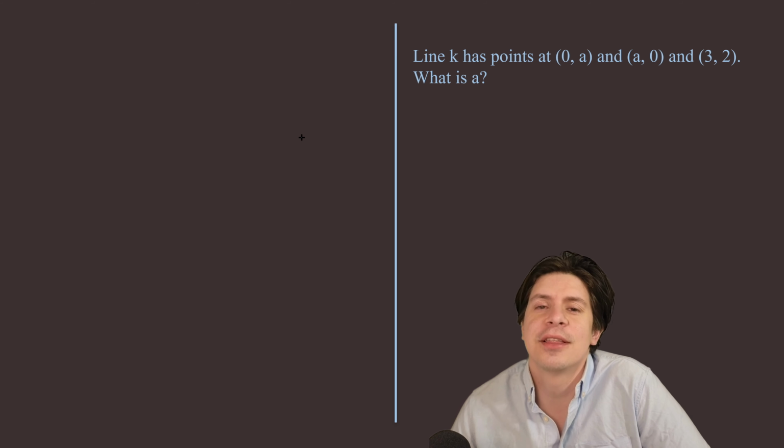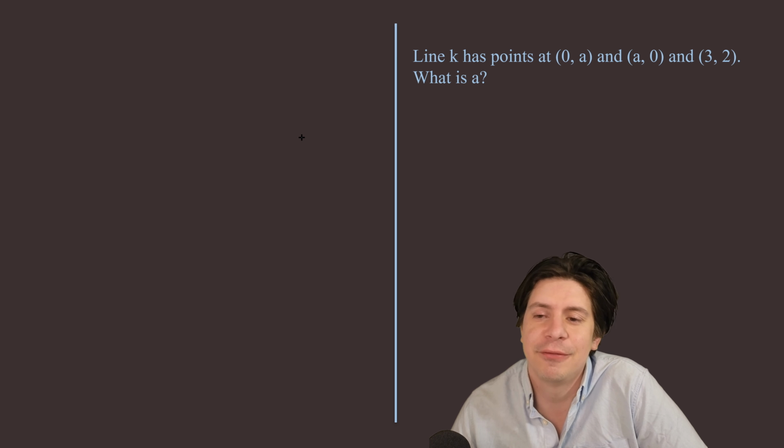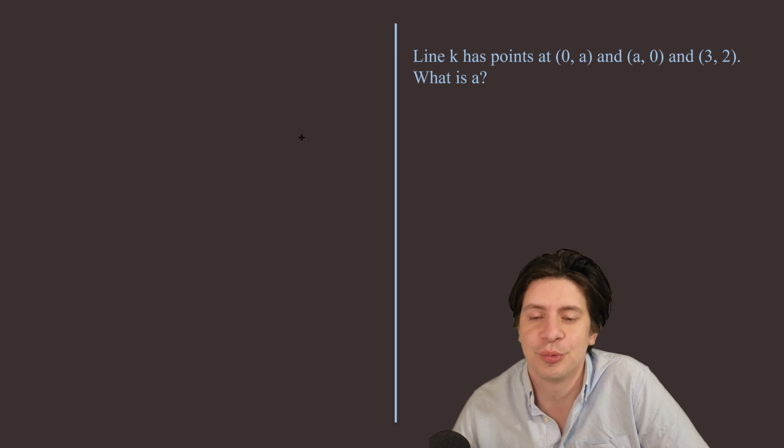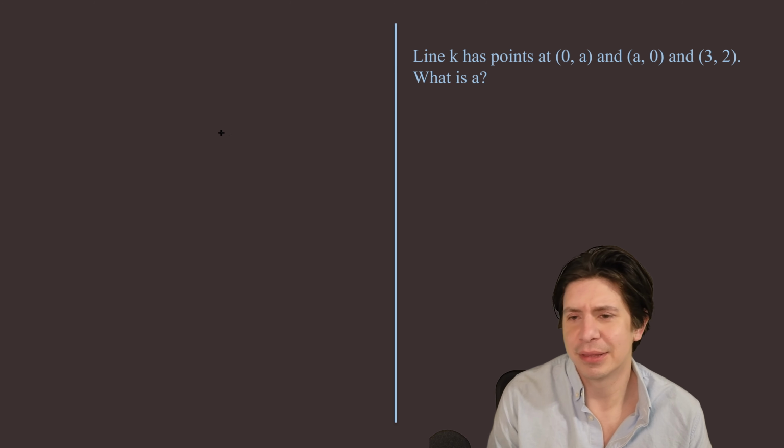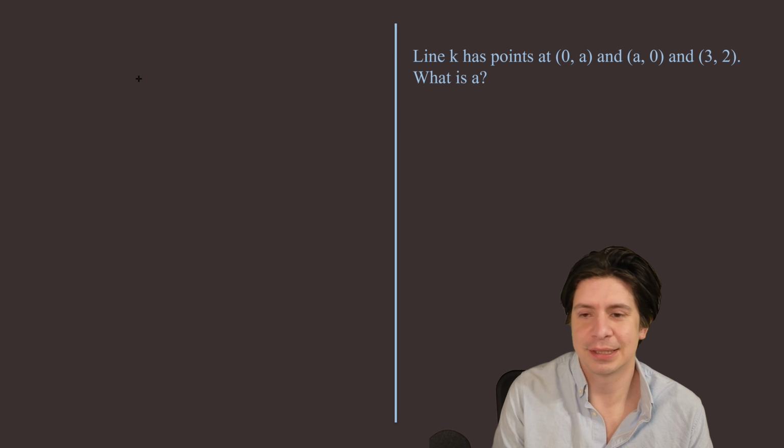All right, if you saw this on the SAT, would you be able to solve it? Line A has points at (0, a) and (a, 0) and (3, 2). What is a? So it's all about the slope. The slope has to be the same because it's a line.